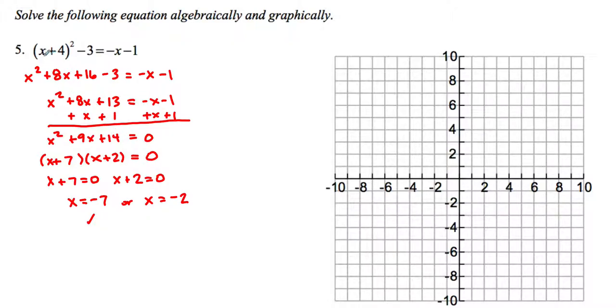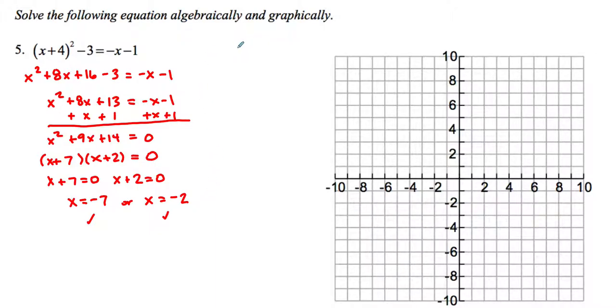Let's see. −2 plus 4 is 2. 2 squared is 4. 4 minus 3 is 1. And when we plug in the −2 here, the opposite of −2 would be 2, minus 1 would be 1. So they both work, which is really nice. So we solved it algebraically. Now we're going to look at solving it graphically.